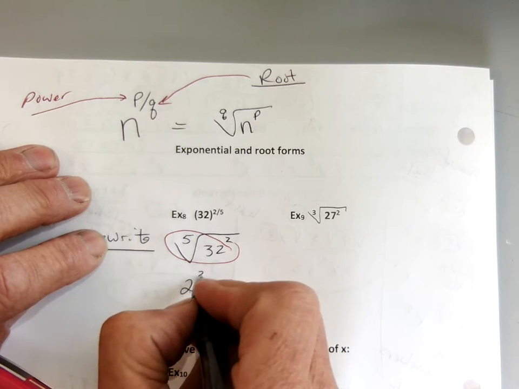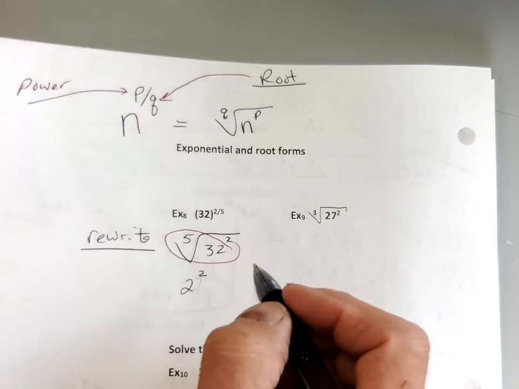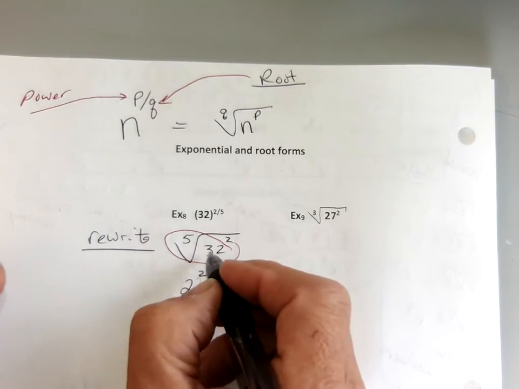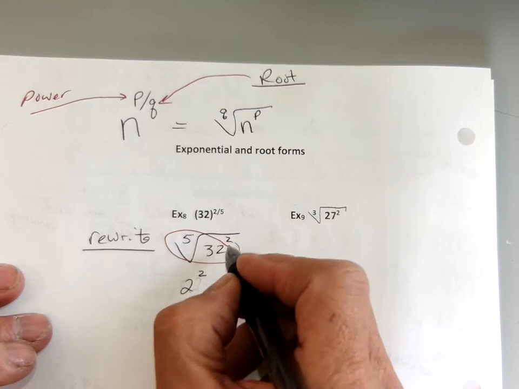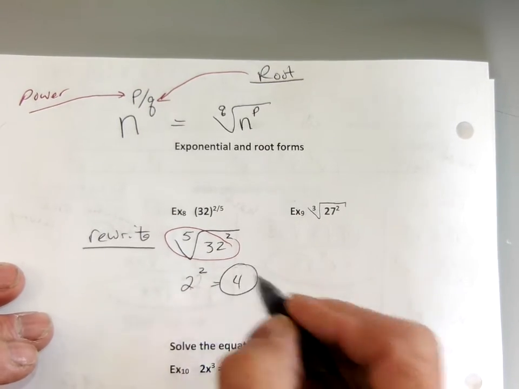2 to the second power, because that's 2 times 2 times 2 times 2 times 2. So the fifth root of 32 is 2, and 2 squared is 4.